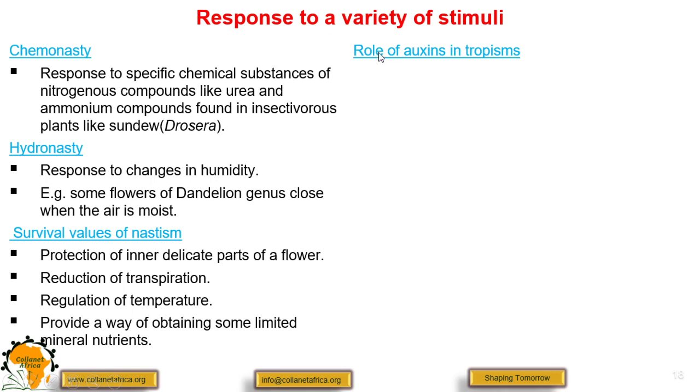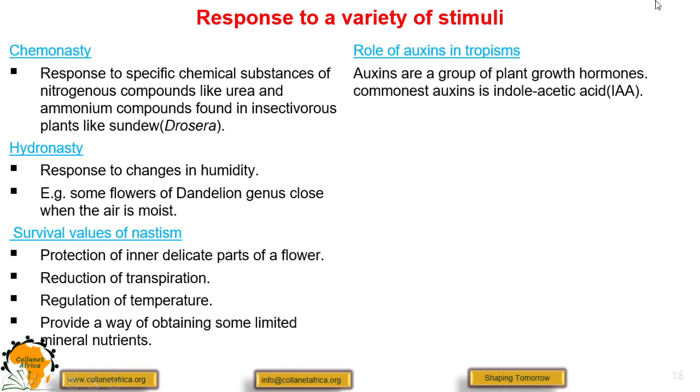They do so with the help of a hormone called auxins. So we shall discuss the role of auxins in tropism. Now, what are auxins? They are a group of plant growth hormones, and the most common one is called indole acetic acid, or IAA.